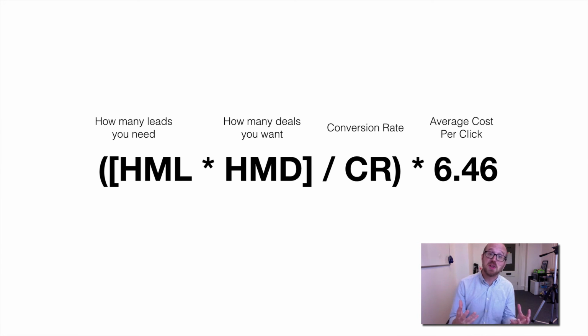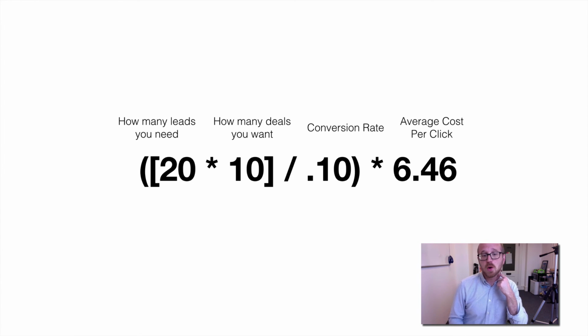So let's show this in the real world and see what it looks like and what it spits out. Okay, so let's take this example. It takes me 20 leads to close a deal, and I want to close 10 deals this year. Okay, so 20 times 10 is going to give me 200. All right, so if I want to close 10 deals, I need 200 leads.